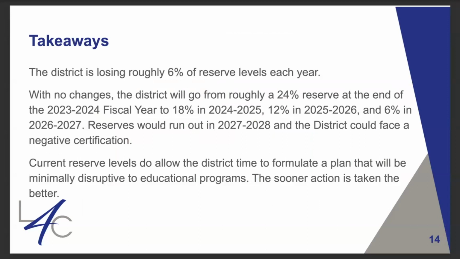So the conclusion that we draw from looking at all that is the district is losing roughly 6% of its reserve levels each year. In other words, if things don't change, the district will go from roughly 24% at the end of this year to about 18% next year, 12%, 6%, and you can see where that's going to cause a problem. The district needs to fix that and get things resolved. So good news is the current reserve levels are high enough that they do allow the district time to formulate a plan that will be minimally disruptive to educational programs. That said, the sooner action is taken, the better.